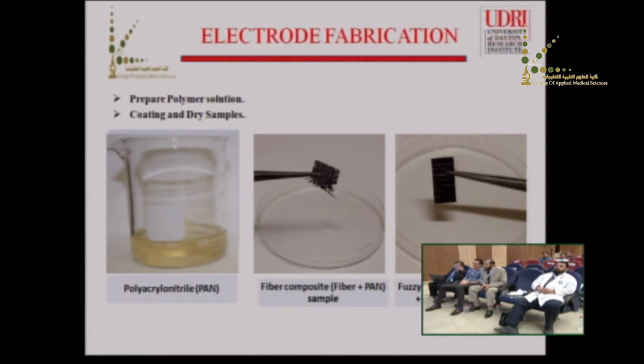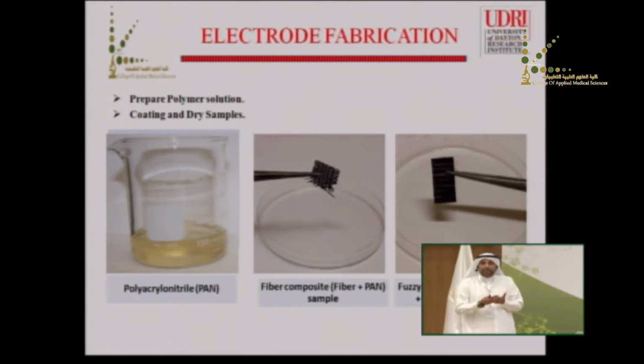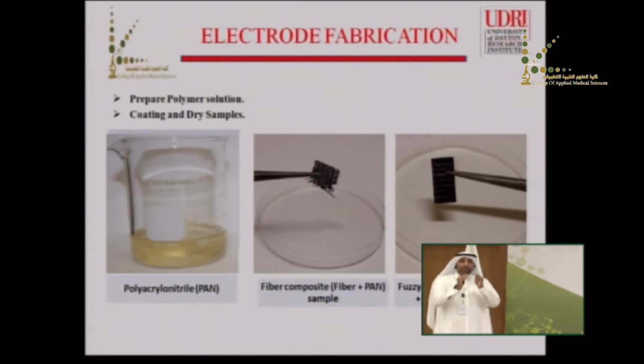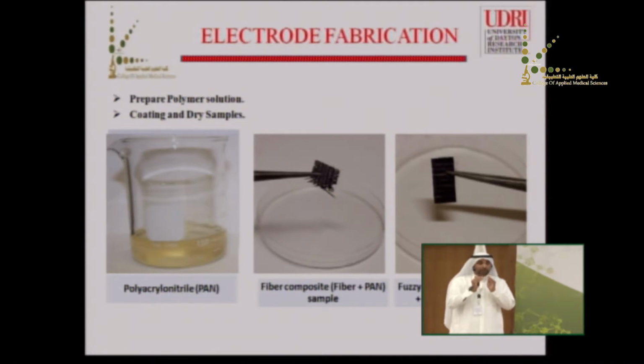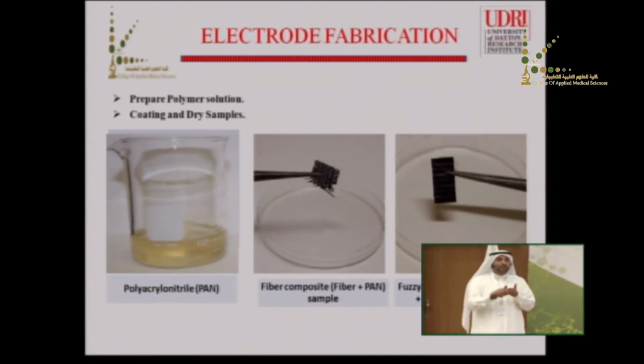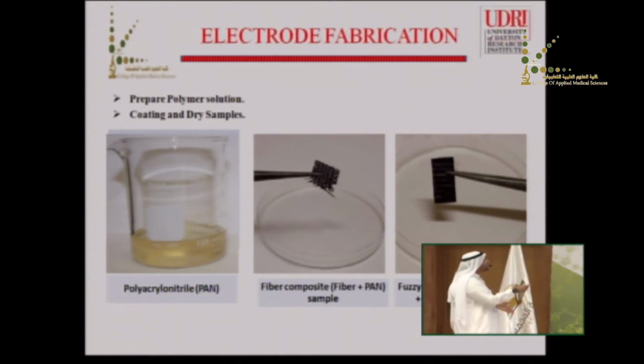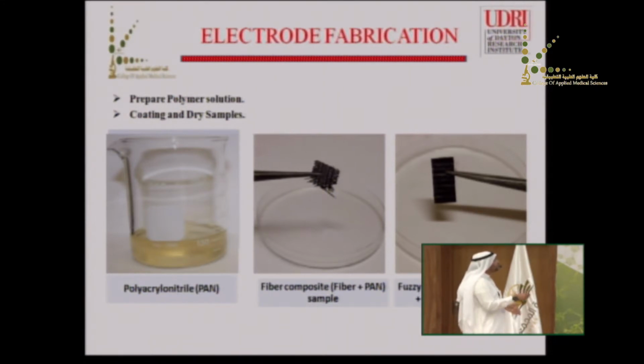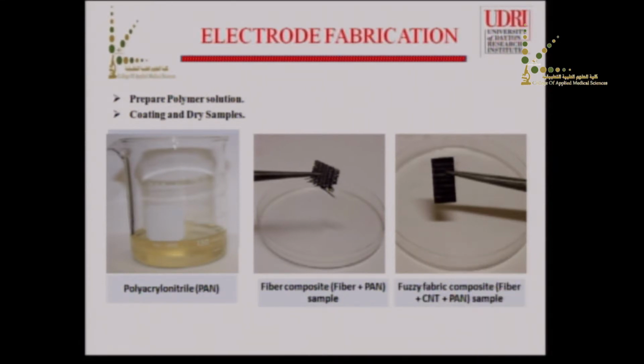How do I make the electrode fabrication? I take polymer. You have to make sure your resin or polymer is homogeneous. Why? To make sure it goes inside and penetrates your sample. I have two samples here, fiber and carbon nanotube. This is fiber with binder, which is polymer, polyacrylonitrile. Here I have carbon nanotube grown on the fiber, CNT and binder. It's called a new name, fuzzy fabric.